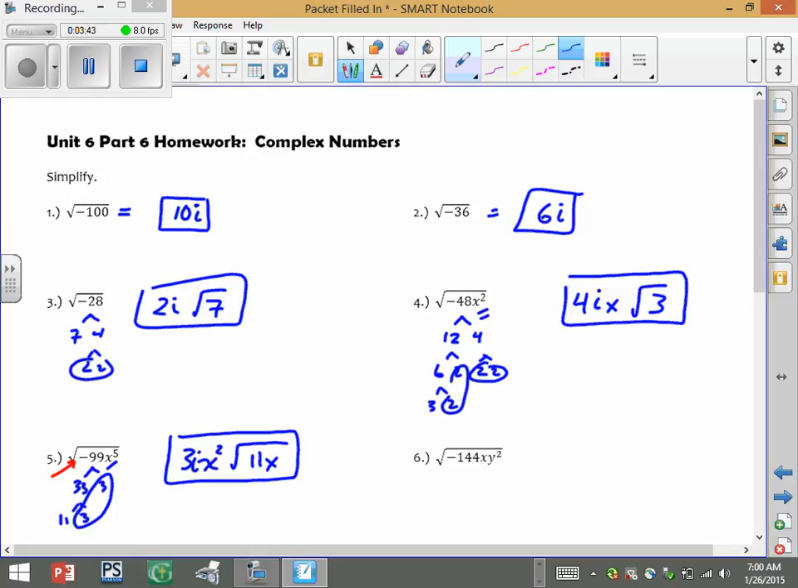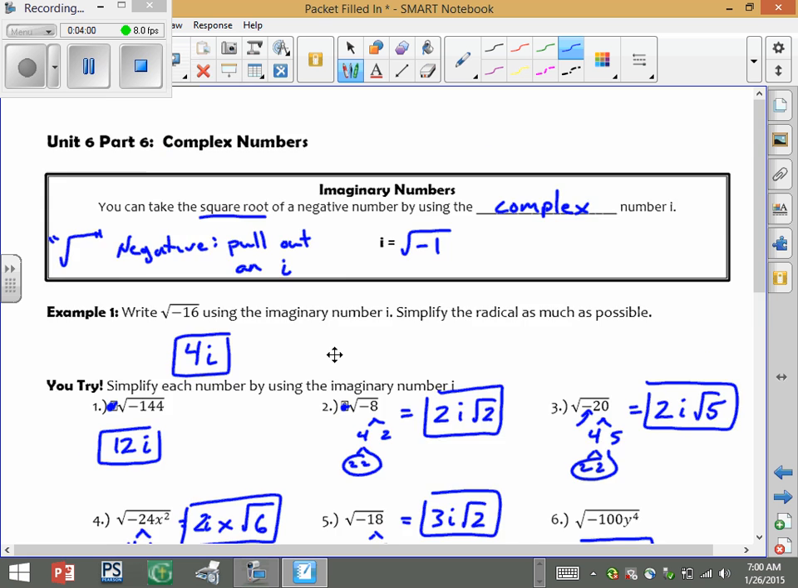All right. Square root of 144, that's 12. x can't do anything, but we can pull a y out. And since, again, we started with that negative, we pull an i out with the 12. So there's a few examples of simplifying the radicals with a negative underneath.